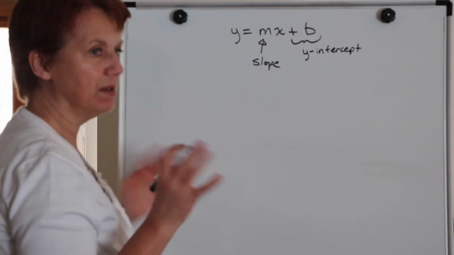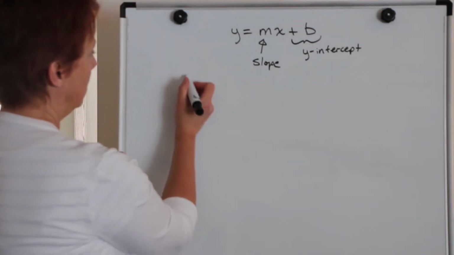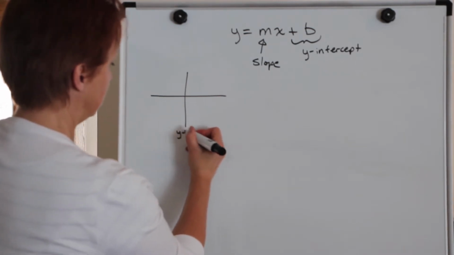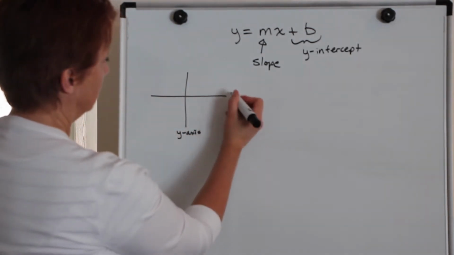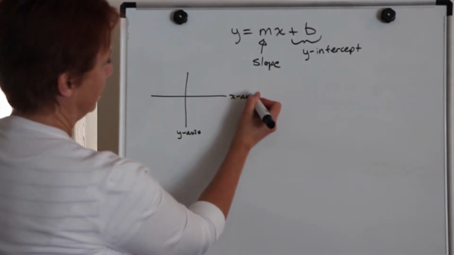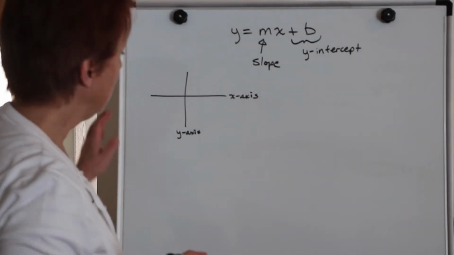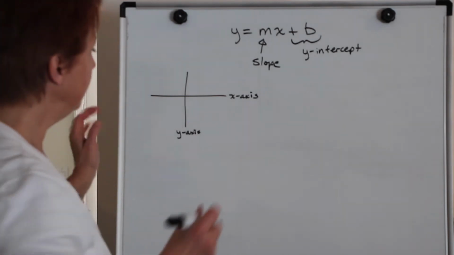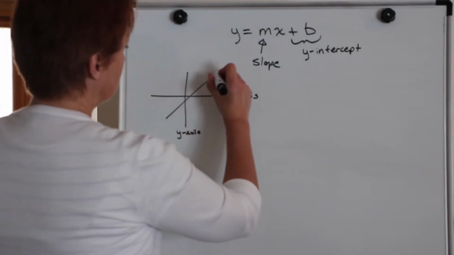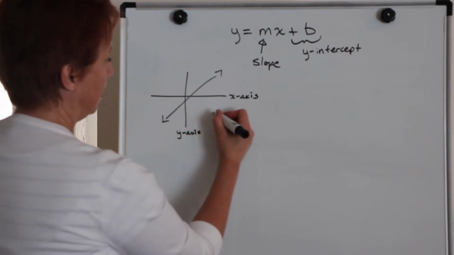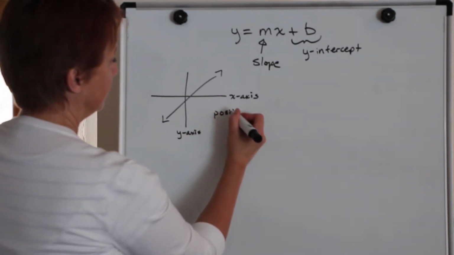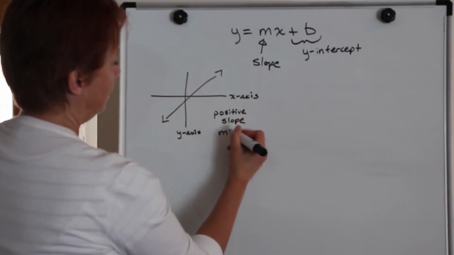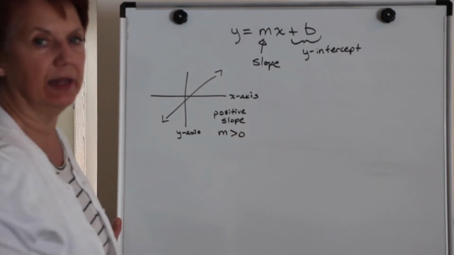So there's basically 4 kinds of slope, and we'll go over them right now. So this is your xy grid, right? This is your y-axis, and this is your x-axis. And I'll stop putting that with every diagram, it'll take too long. So with your xy grid, if you have a line that goes like that, that is a positive slope. And m will be greater than 0 in that case.